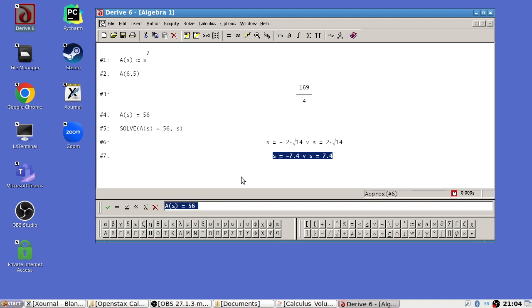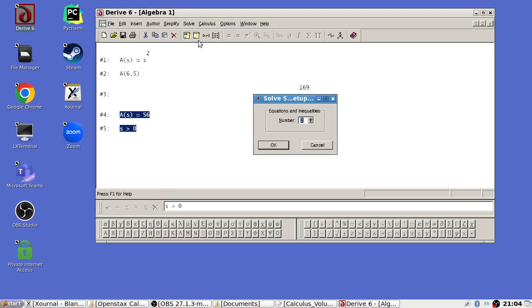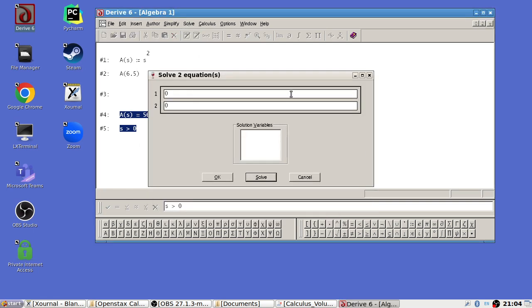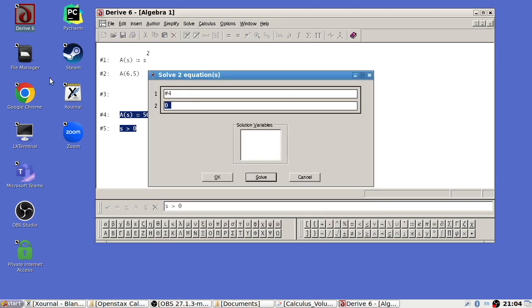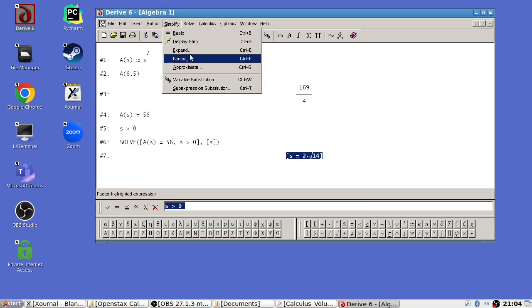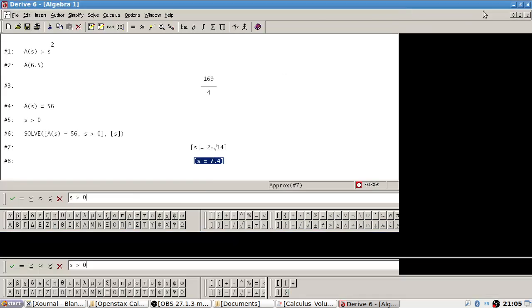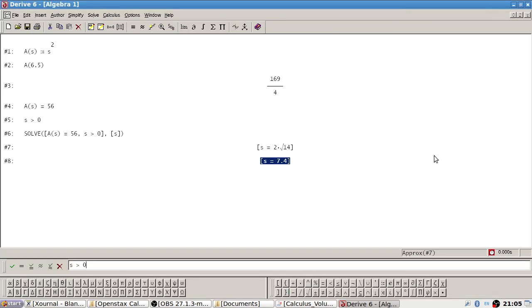So I guess I could have specified S has to be positive as well. Maybe I'll do that. S has to be positive. Okay, solve system 2, 4 and 5. Yeah, and then approximate to 2. There we go, 7.4. Okay, and that's the answer for the 50.